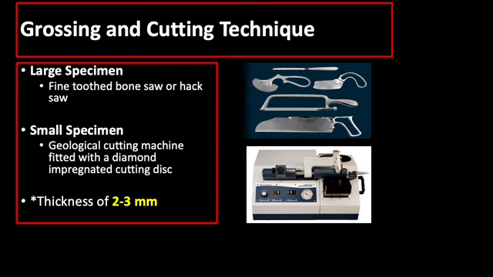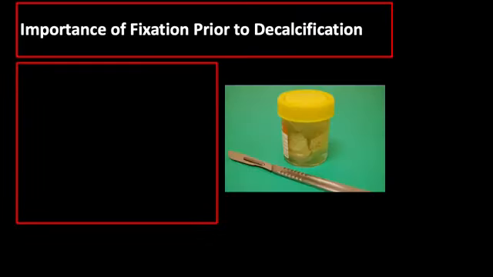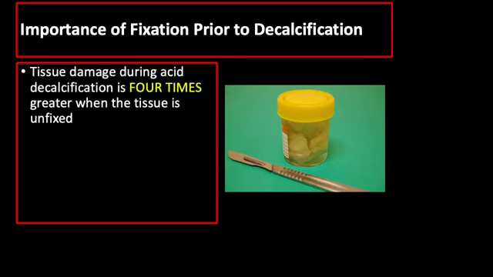After selection of tissue, the next step is fixation. So this is the second step. In fixation, we need to make sure that the tissue has been adequately fixed and rinsed well prior to decalcification. Tissue damage during acid decalcification is 4 times greater when the tissue is unfixed.